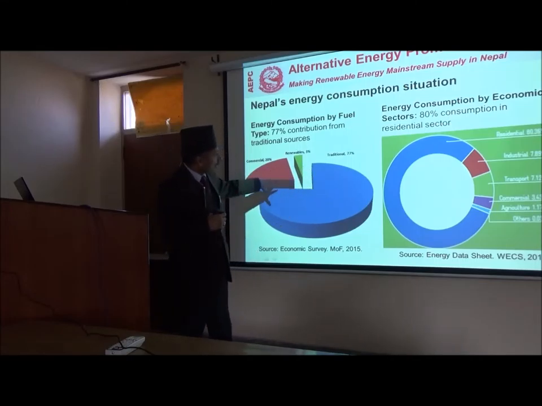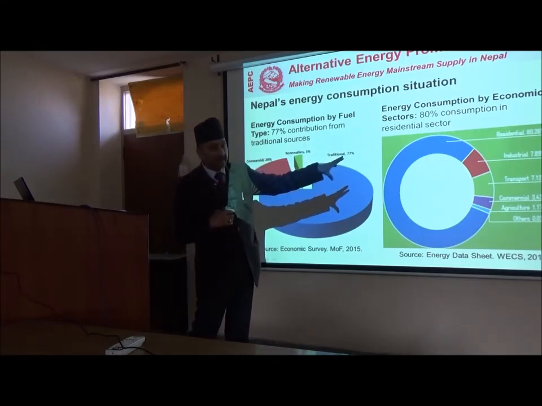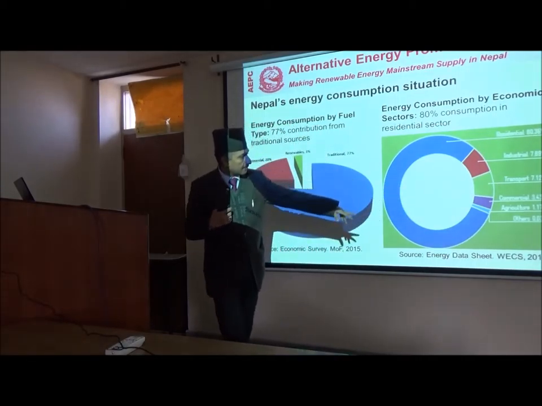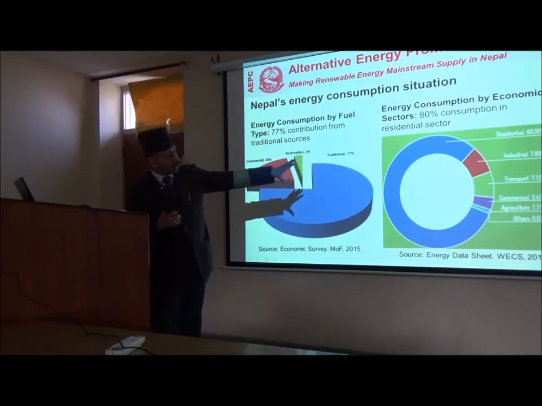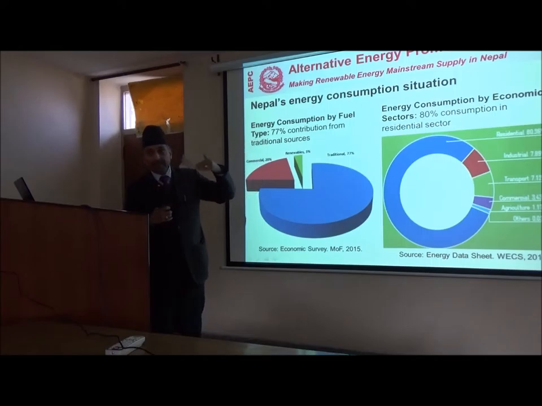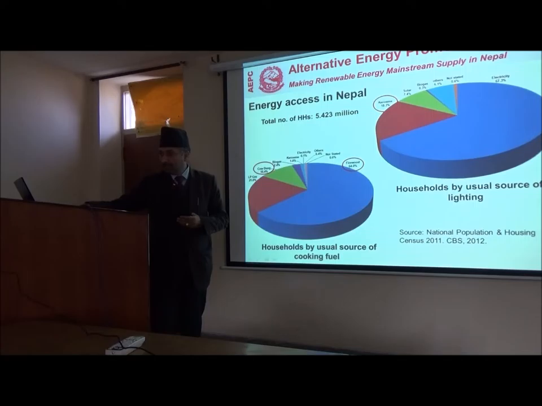Mostly 80% of our energy goes to the residential sector. We are an agro-based economy, but in the agriculture sector about 1% energy is being consumed. Transport is about 7%. Industrial consumption is very low, about 8%. So that also shows energy poverty. We are energy poor in terms of access both for lighting as well as cooking.